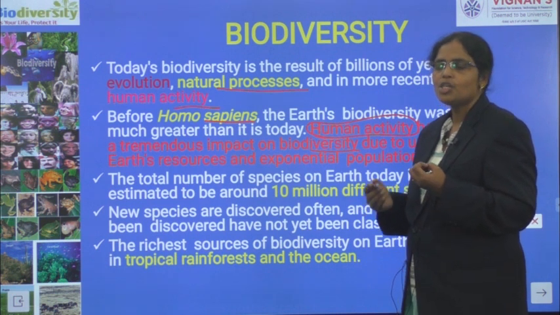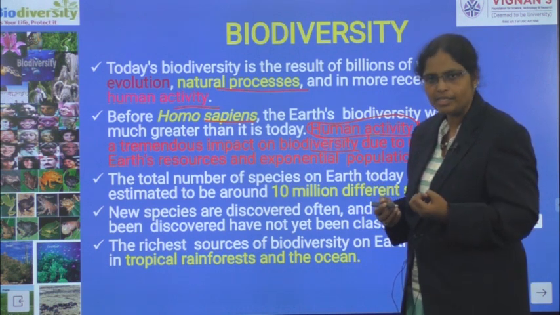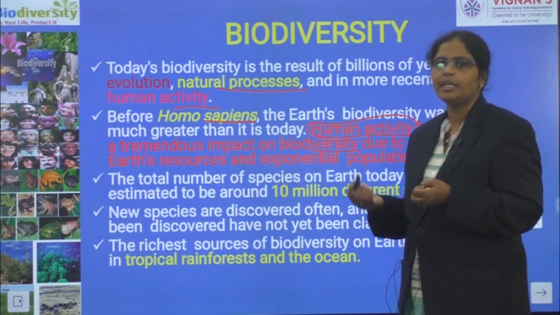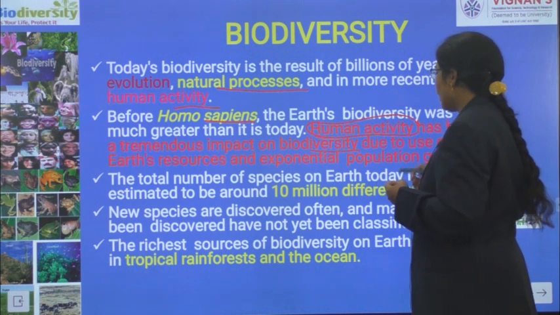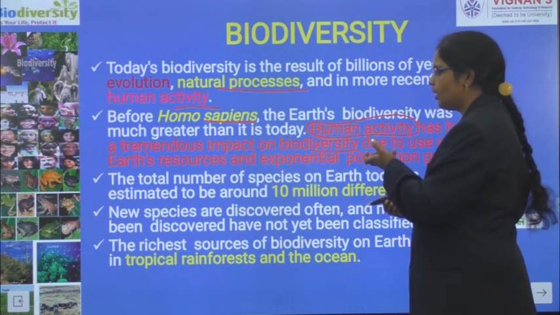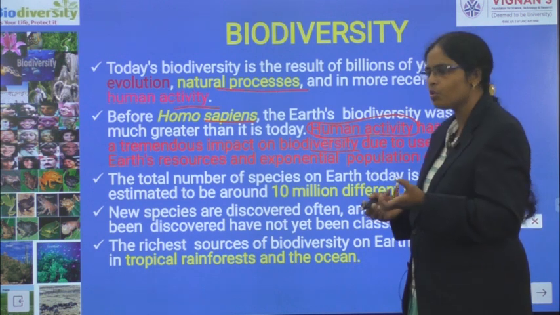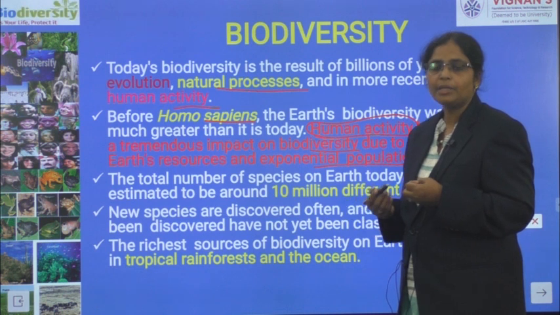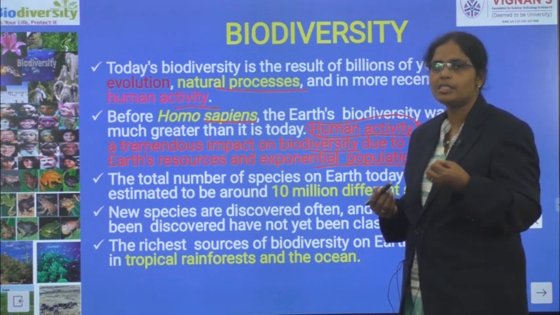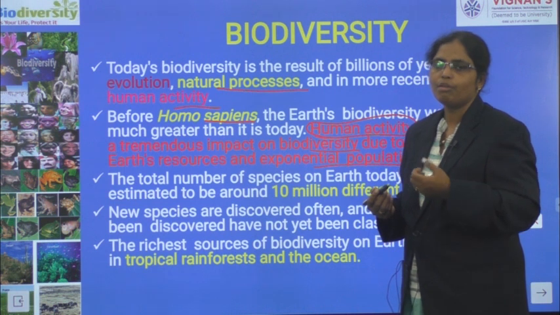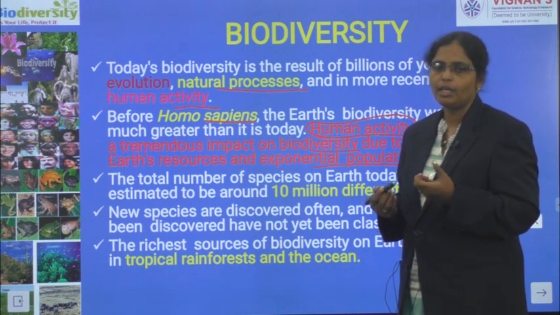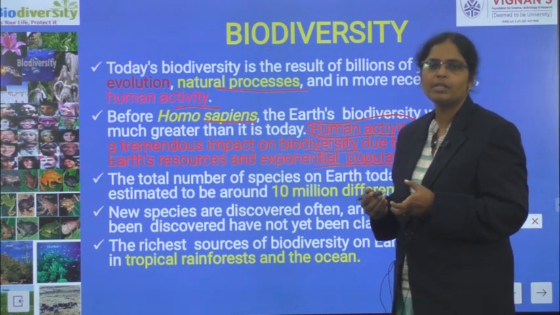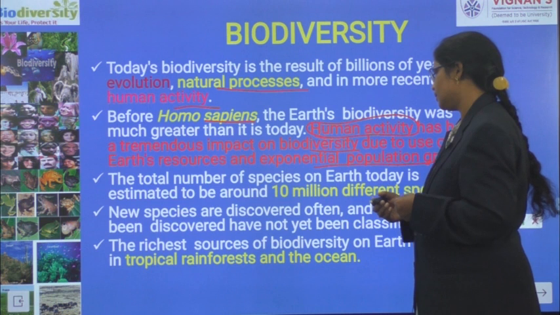Because of this, so many species are extinct, many are in threatened condition and many are in endangered condition. The population of some organisms and resources has increased exponentially, and sometimes because of human activities there is a decrease in the population of particular species. So we can observe that a greater biodiversity was present on the earth.